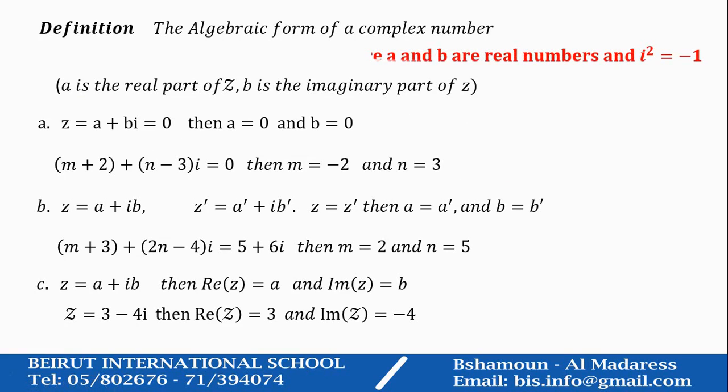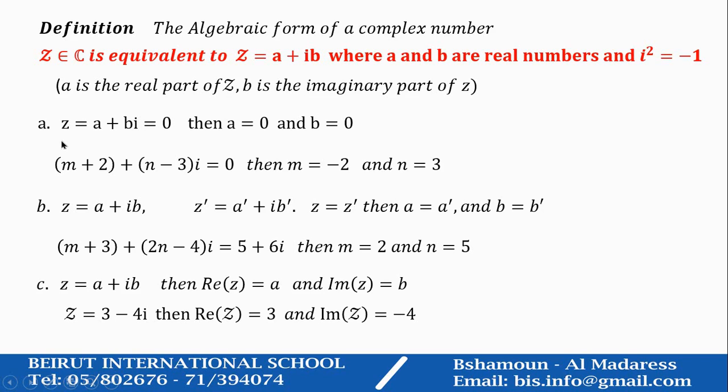Definition: there is the algebraic form and different forms of a complex number. First, the set of complex numbers is represented by C, and Z is a complex number. It belongs to C if Z equals a plus ib, where a and b are real numbers. It is important that a and b are real numbers, and i is imaginary such that i squared equals minus 1. So a is the real part of the complex number Z, and b is the imaginary part.